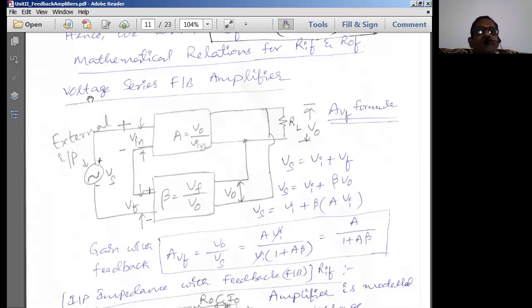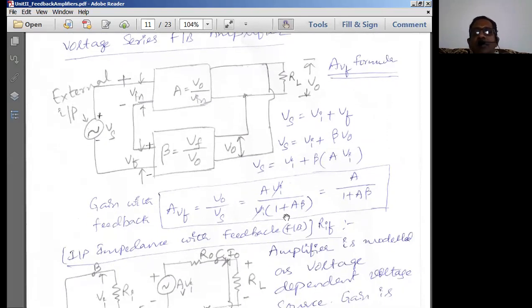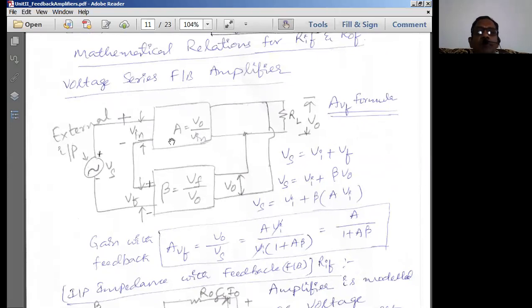So we know that decreasing a value can be done by simply dividing the required value by 1 plus A beta. Increasing means multiplying the required value by 1 plus A beta. These are the conclusions we made in the last session. Let us try to fulfill those conclusions. Let us derive once again with the same conclusions, but this time we prove it mathematically.